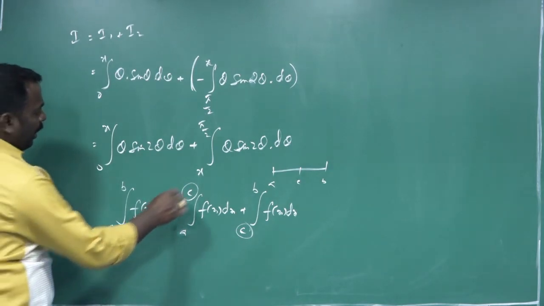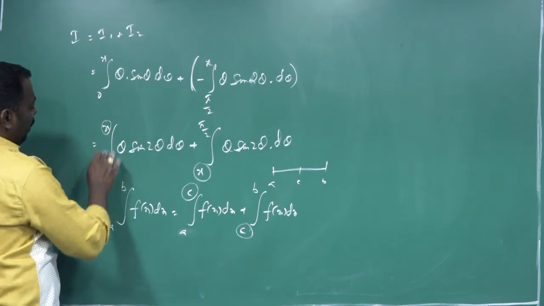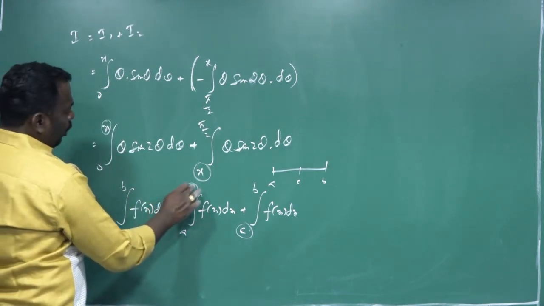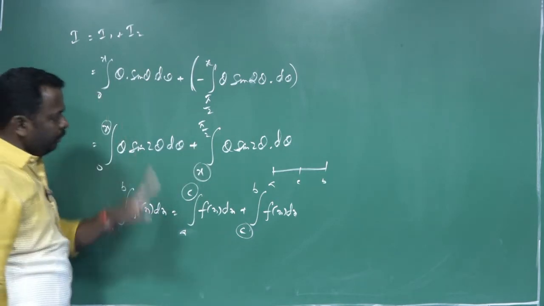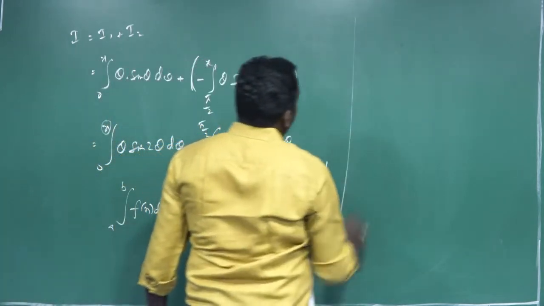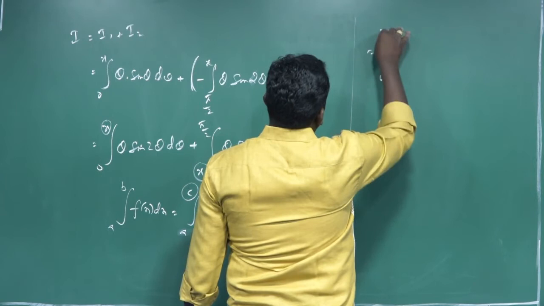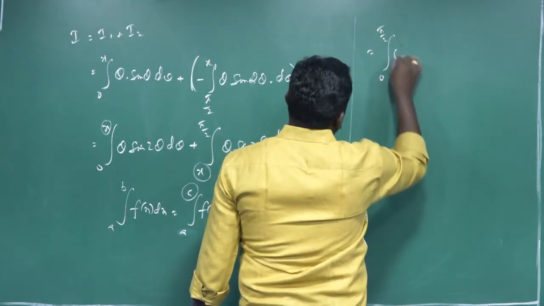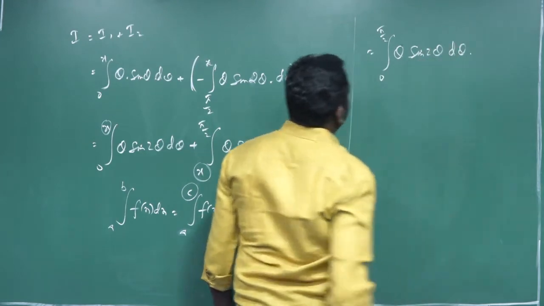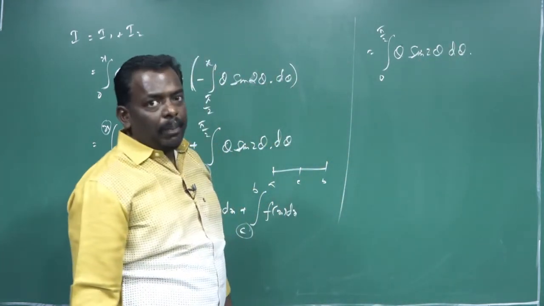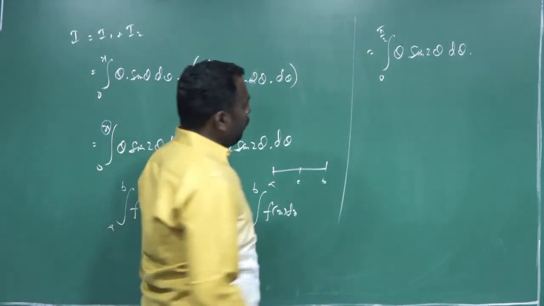So now using this, omitting this interval, 0 to x and x to pi by 2, we can simply combine the value 0 to pi by 2. Therefore, that is equal to the integral from 0 to pi by 2 of theta into sin 2 theta d theta. Now what is the next line? We are applying integration by parts.